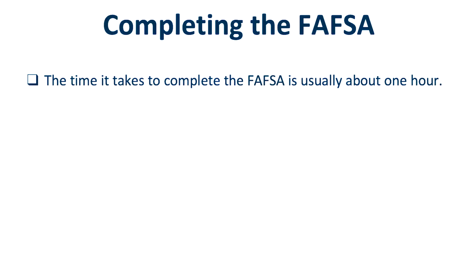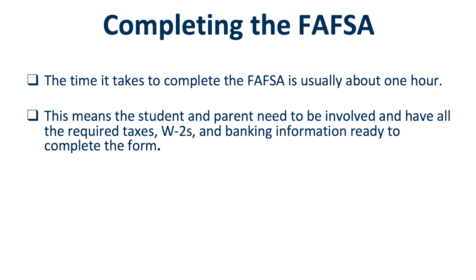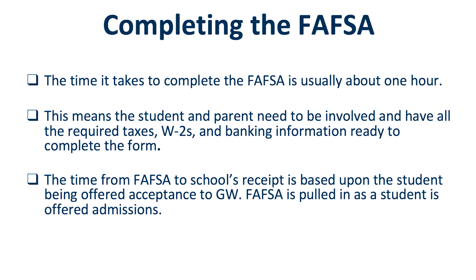The Free Application for Federal Student Aid, again, the FAFSA, comes out each new academic year on October 1st. The time it takes to complete this FAFSA is usually about 1 hour. This means students and parents need to be involved and have all required taxes, W-2s, and banking information ready to complete this form. The time for the school to receive the FAFSA is based upon the student being offered acceptance into George Washington. We cannot pull the information from the federal government until the student has been offered admission to the university.